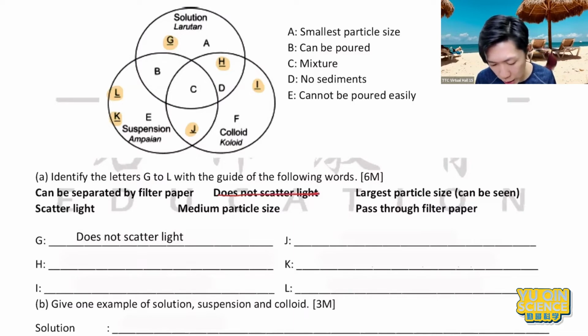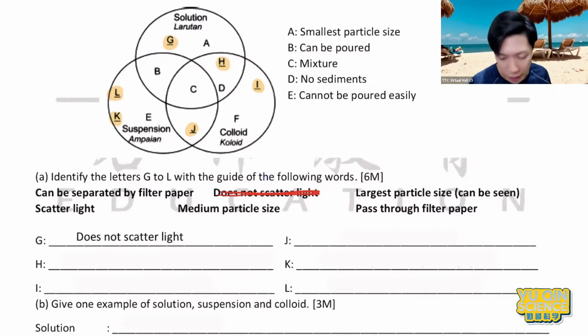Does not scatter light, belongs to solution. Because colloid will scatter, like a cup of milk will bounce all the light away. A cup of muddy water will bounce all the light away. But a cup of salt water doesn't bounce the light away.